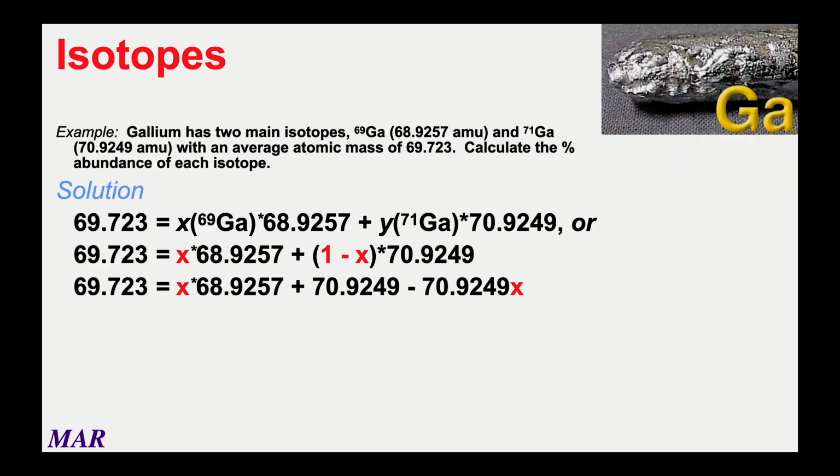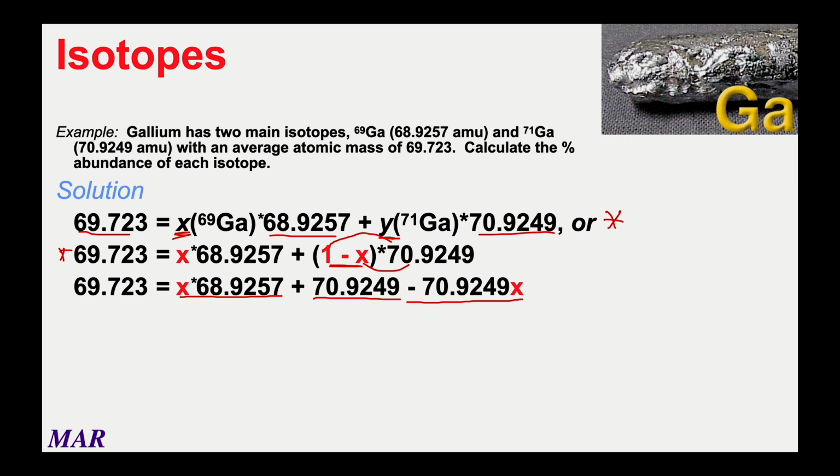The first equation was on the last slide. Here's the X, here's the Y, the masses of the individual isotopes, and the average mass altogether. Now, the second line is new. Instead of using Y, we're using 1 minus X like we saw on the last slide. And now we have one equation with only one unknown, X. To break up this 1 minus X, we use what's called the distributive property. 1 times 70.9249 is just that number, and minus X times that 70.9249. So now we have two X terms. We can combine those two together.